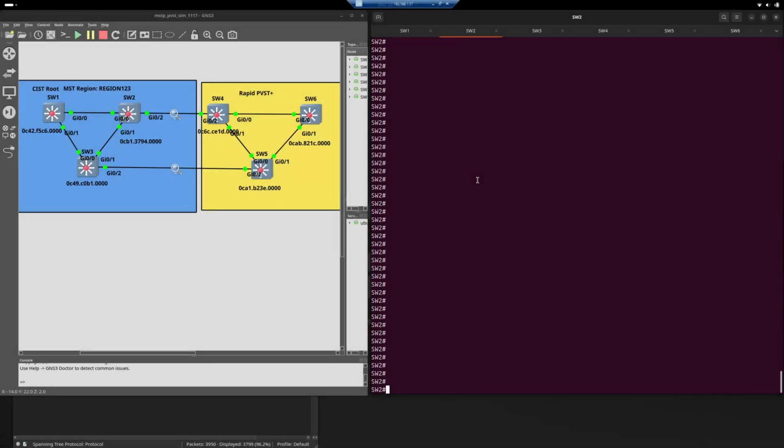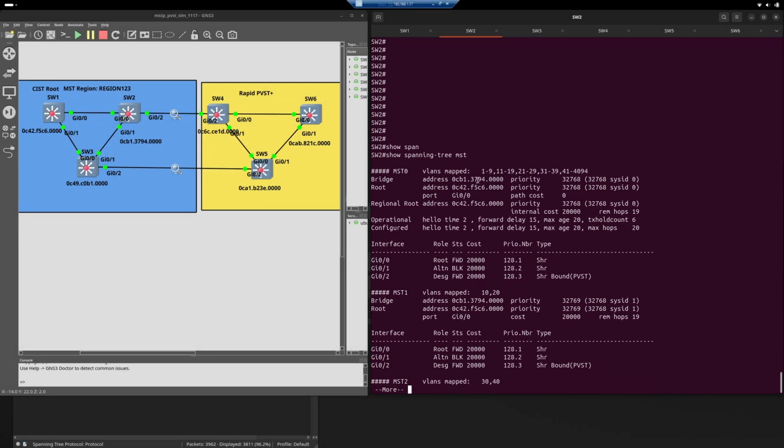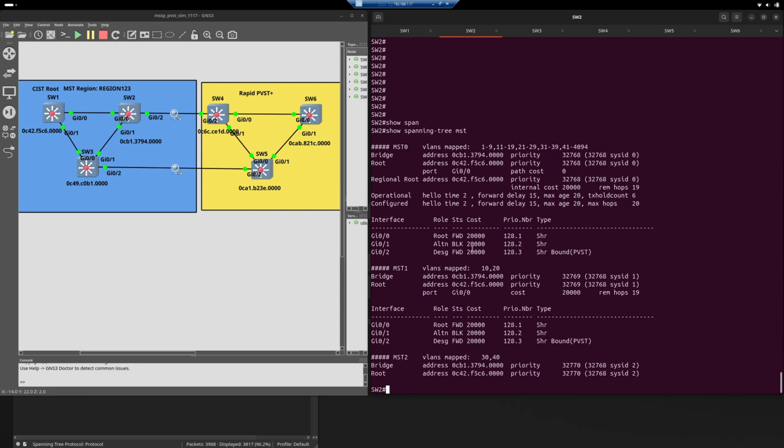On switch 2, show spanning-tree mst, we can see that the interface G0/2 is marked as a boundary port running in a PVST simulation mode, which means that switch 2 is generating a BPDU for each separate STP instance and for each VLAN in the PVST domain, so that the PVST switches can also understand these.